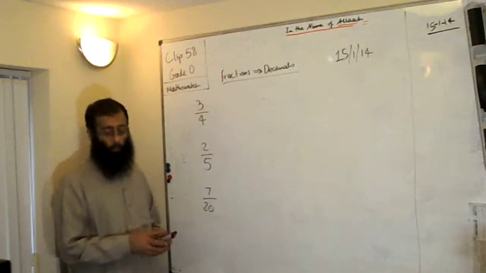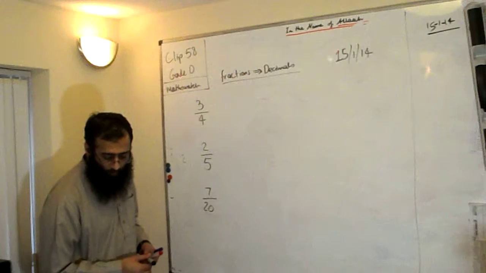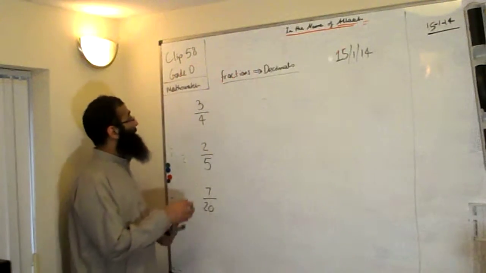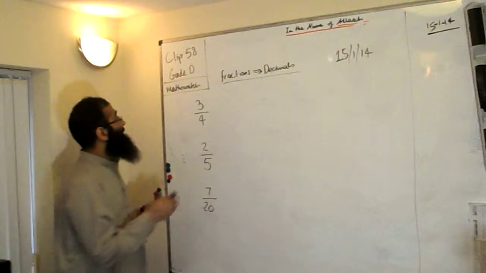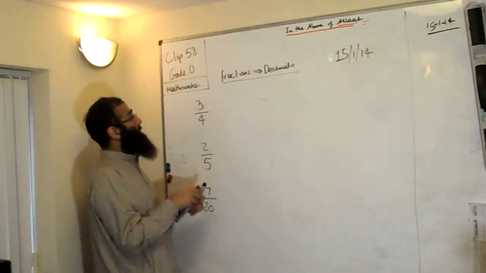Right, here we go. So that's question number 5 and so on. 3/4, 2/5 and 7/20. Are we ready? Amina? So here we go. Let's use the same colours as before.